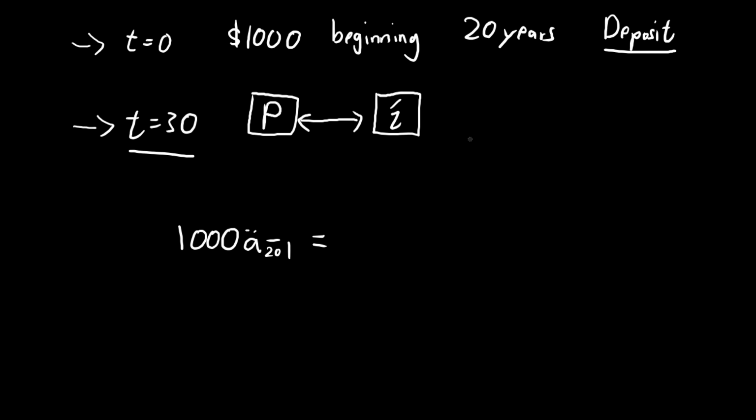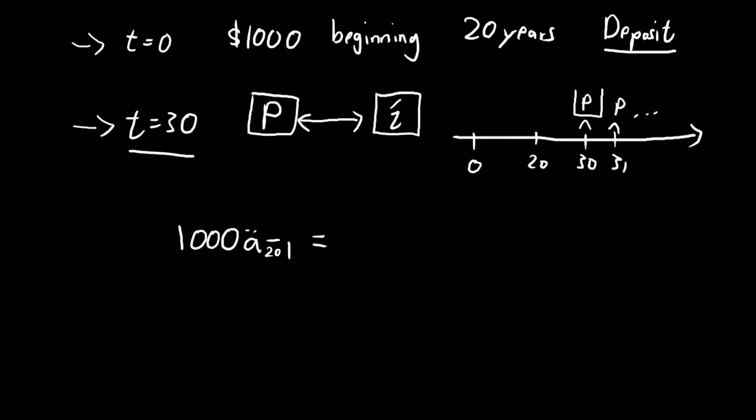And then for the perpetuity. The $1,000 we're paying into the bank, the perpetuity is going to pay the money back to us. So what is the present value of this perpetuity? Well, the first payment is going to start at time 30, and it's going to go on and on forever. So what is the value of this perpetuity evaluated at time 30?